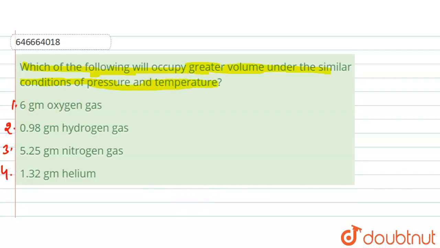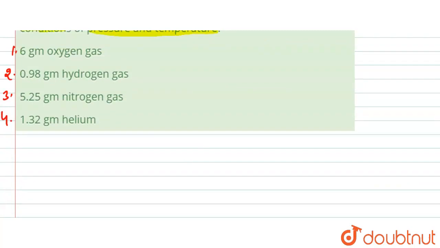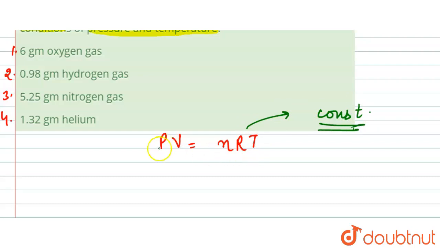It is given that the gases occupy volume under similar pressure conditions. We have the ideal gas equation, PV = nRT. R is a constant, the same for each gas. The pressure and temperature are also given as similar, which means they are the same for all the given options.